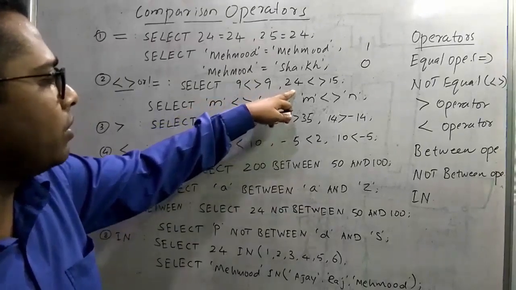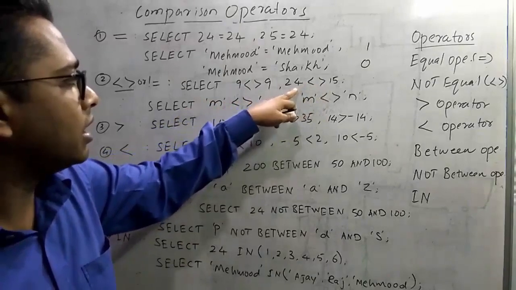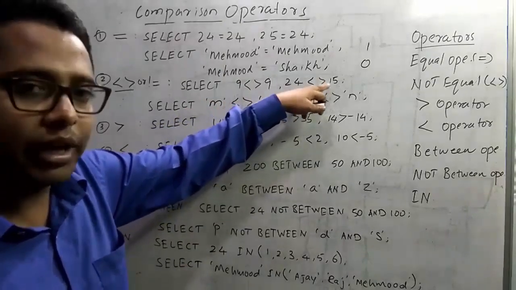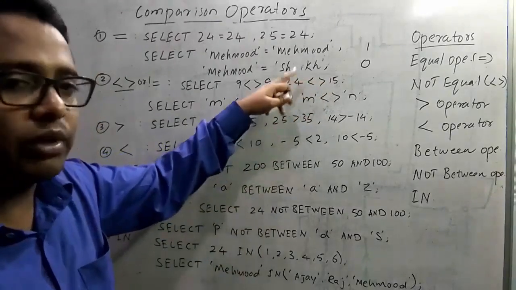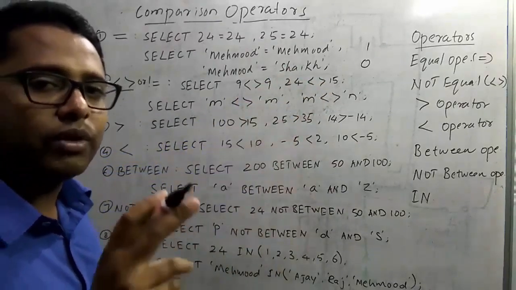And here 24 is not equals to 25. Since 24 is not equals to 25, which is true in this case, that's why this condition will become true and it will return a value of 1.